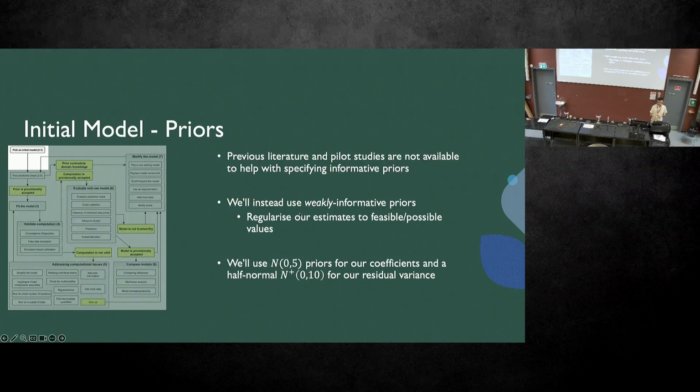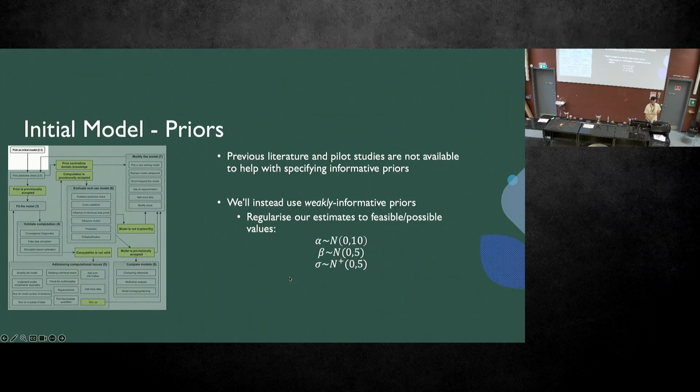So in this case, we'll use normal priors with a mean of 0 and a standard deviation of 5 for our covariates. And we use a half normal for our residual variance because it's lower bounded at 0. And also a normal prior for our intercept.